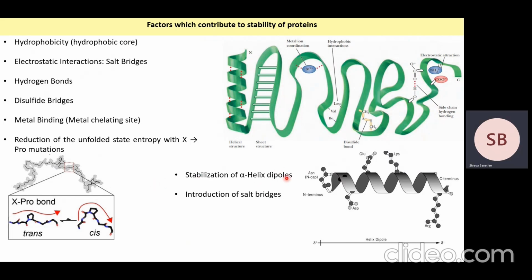Another can be the stabilization of alpha helix dipoles. So you know that the C terminal of alpha helix is negatively charged. So if you add a basic amino acid like arginine, which will have an NH3 plus, it will stabilize the negative charge of the C terminal. Or the N terminal is positively charged. So if you have an acidic amino acid like aspartic acid, then the negatively charged aspartic acid COO minus can stabilize the positively charged N terminal. This is called N or C capping. Or there can be salt bridges between basic and acidic amino acids like glutamine and lysine, which is stabilizing the alpha helix. So there are several factors which contribute to the stability of proteins.